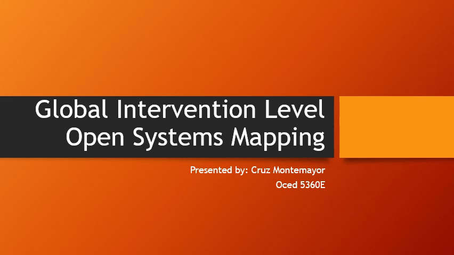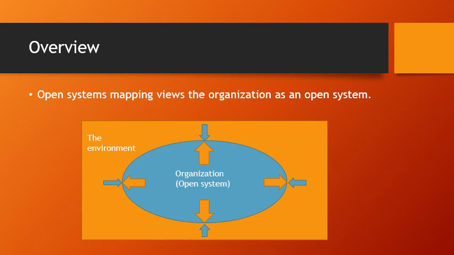Today we're going to be focusing on interventions on a global level with an emphasis on open systems mapping. So what exactly is open systems mapping? Well, the text by McLean states that open system mapping starts with the assumption that an organization, in the language of systems theory, is an open system.